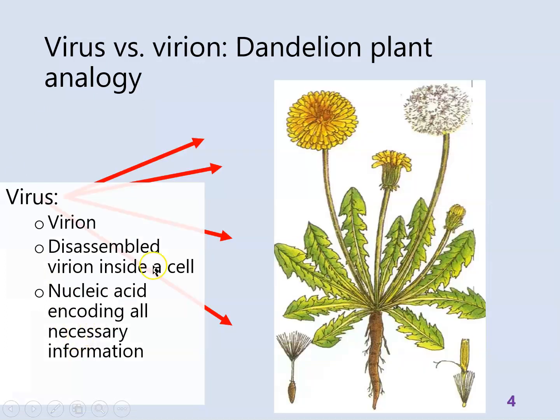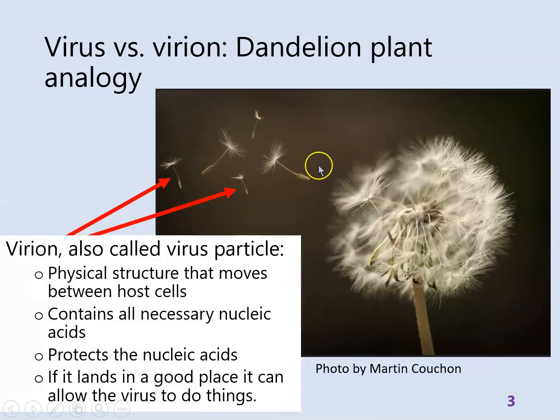So if that was a virion, this is a virus. It's all the different possible forms, from that seed floating in the air, the seed when it is planted in the ground, to the whole plant with the roots and the leaves and the flower. Because the nucleic acids, the DNA in this case, carried in this seed, encodes the information for making all of this. So this whole thing would be analogous to the virus, while this would be the virion or virus particle. So this is one part of a virus's life cycle.